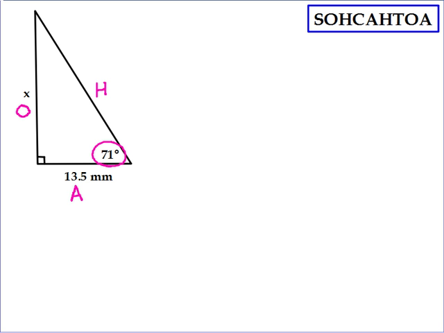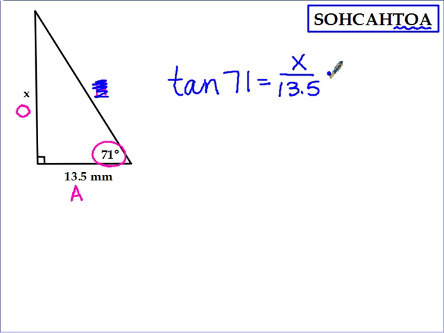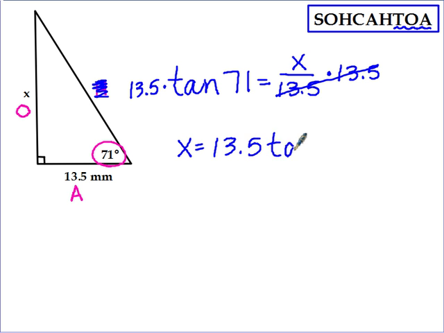So, now, which trig function do I want to use? Well, I don't have H, there's nothing over there. So, I'm going to use O and A, so O and A is tangent. So, I have tangent of my angle equals O over A, which would be x over 13.5. So now, again, multiply by the denominator. So x equals 13.5 times tangent of 71.